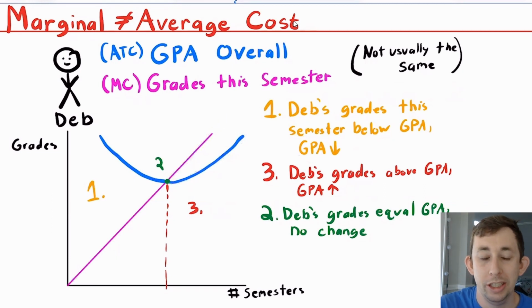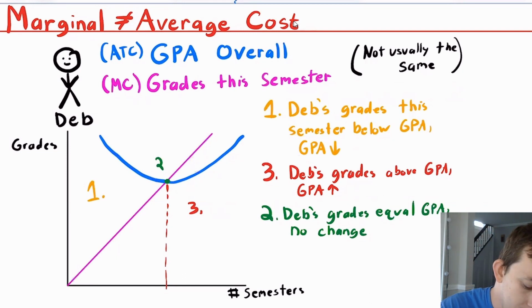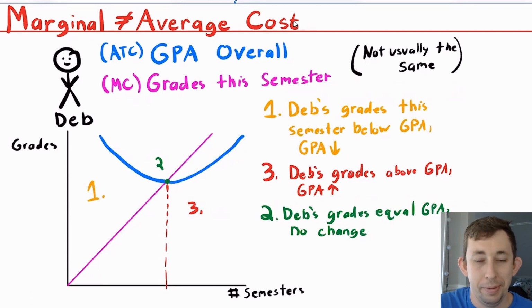You're pulling up your GPA with your grades this semester. So when your marginal cost curve is above your average total cost curve, you are pulling the average total cost up. And what happens to Deb's GPA if her grades this semester are exactly equal to her GPA? Well, nothing's going to change. Her GPA is not going to change.